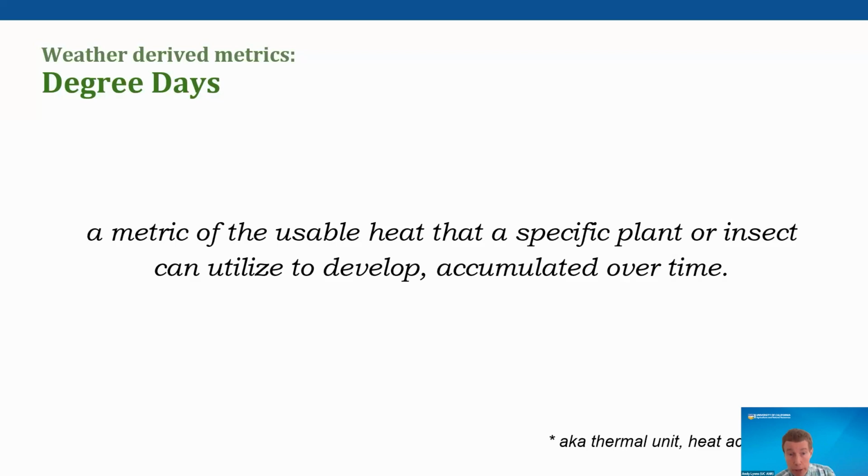Right. So let's talk about degree days specifically. Here is a working definition of what a degree day is. It's a metric of the usable heat that a specific plant or insect can utilize to develop, accumulated over time. Let me highlight a couple things from this definition. First of all, we're talking about a metric. This is not something you walk out to your weather station and see a dial that tells you the degree days. It is something that's been derived by researchers because it's useful in science and in modeling, right? But it's not a physical measure. So that's point number one.